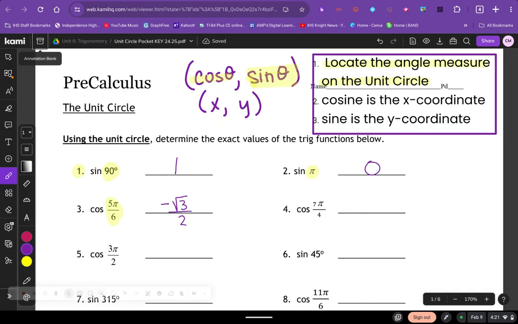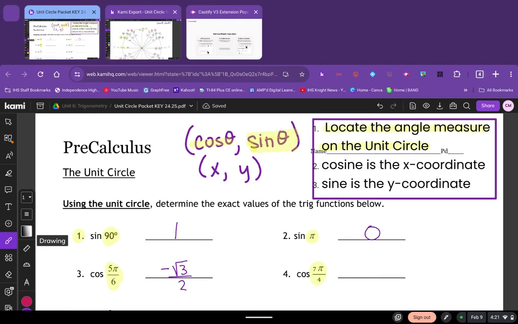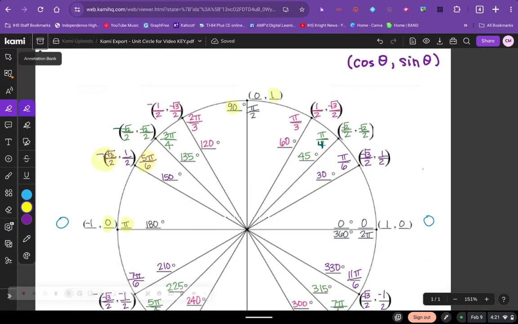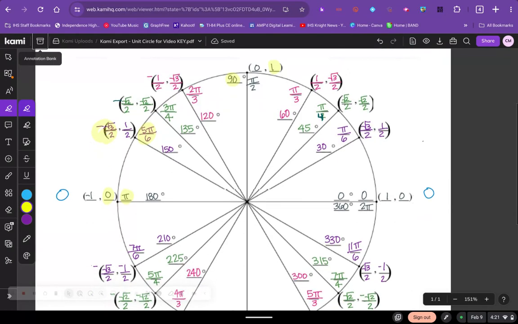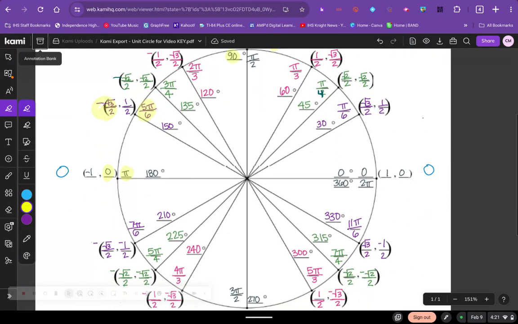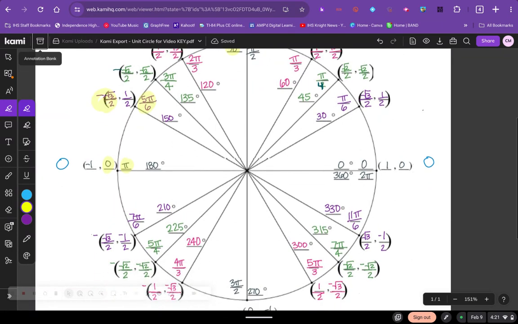Okay, number 4. We are asked to find the cosine of 7 pi over 4. Go to my unit circle, locate 7 pi over 4. That's an angle given in radians, and 7 pi over 4 is down here in quadrant 4. I was asked to find the cosine. The cosine is always the x coordinate. So the cosine is root 2 over 2.